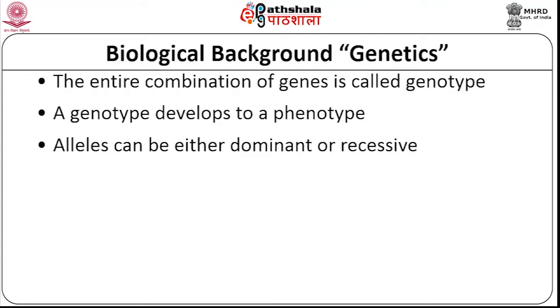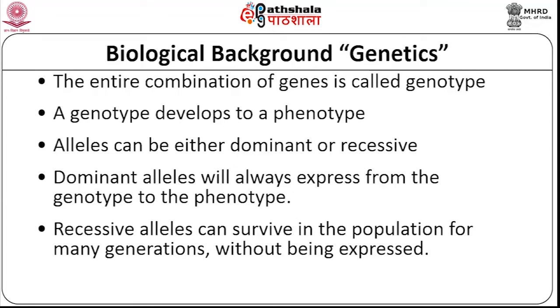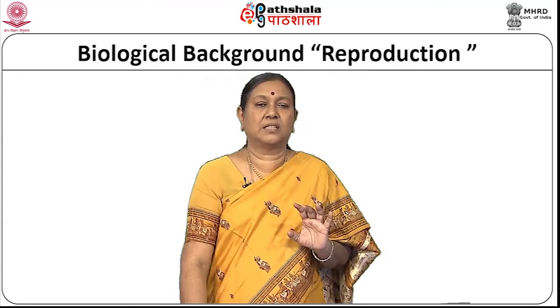For example, some particular characteristic like black can be dominant or recessive in color in some application. Dominant alleles always express, that is, they will be taken from genotypes to form the phenotype, while recessive alleles can survive in the population for many generations but need not be expressed at all. So, it need not form a phenotype at all.